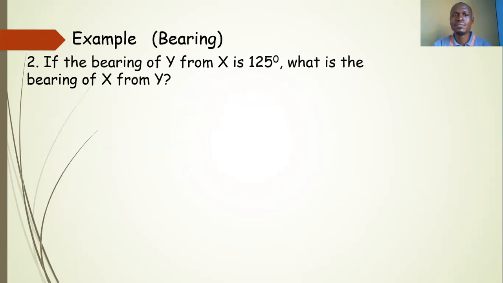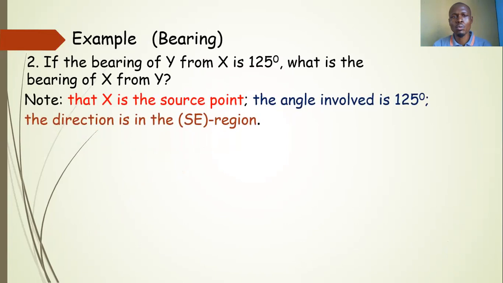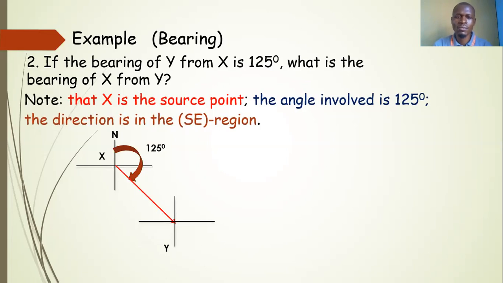If the bearing of Y from X is 125, what's the bearing of X from Y? What you have to note is the source point, which is X. And the angle involved is 125. The direction, you should know that is the southeast region. So you have to place your source point, which is X, up. And you have from the north pole, your angle, that is 125. So if that's 125, you have your line running to Y. So when you get to Y, you have your Y there.